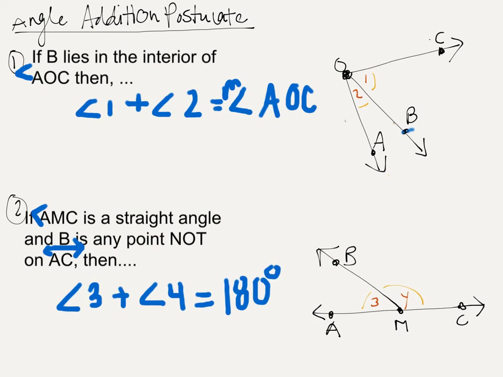Now what you might have thought is angle 3 plus angle 4 equals angle AMC, but we know from our previous definitions that angle AMC equals 180 degrees. So it's exactly this. The only difference is we know this answer is 180 degrees. And that's it. That's the angle addition postulate.